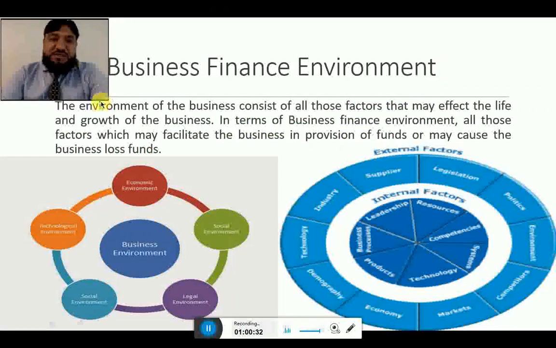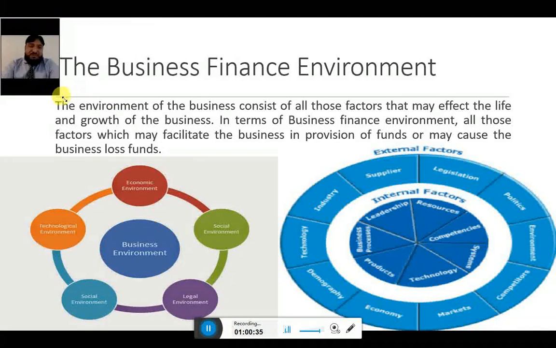Okay, now we have the business finance environment. There are 2 types of environments for business finance. One is called the internal environment, and the other is called the external environment, right? In the internal environment, there are internal factors. In the external environment, there are external factors. Basically, business environment means the factors affecting the business positively or negatively. Those factors could be internal and external.